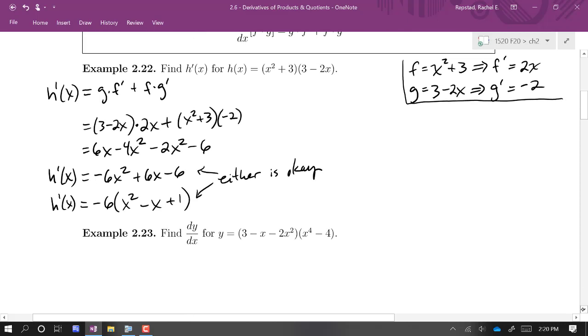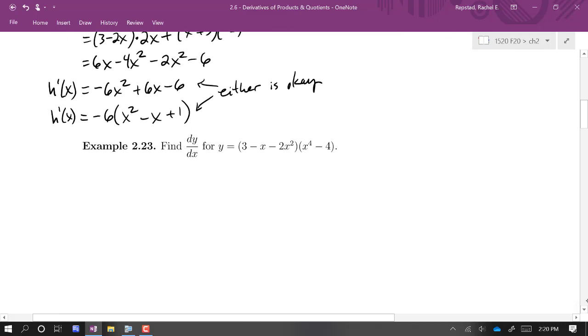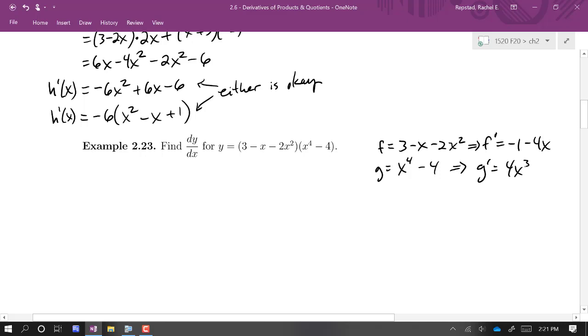Let's try another one. We're going to find dy dx for this function. Again, we've got a product, and we see that there are x's in both factors. So our f function is the first one here, 3 minus x minus 2x squared. And if that's f, then f prime, its derivative, using the rules from the last section, is negative 1 minus 4x. Our g function is x to the 4th minus 4, and g prime, its derivative, is 4x cubed.